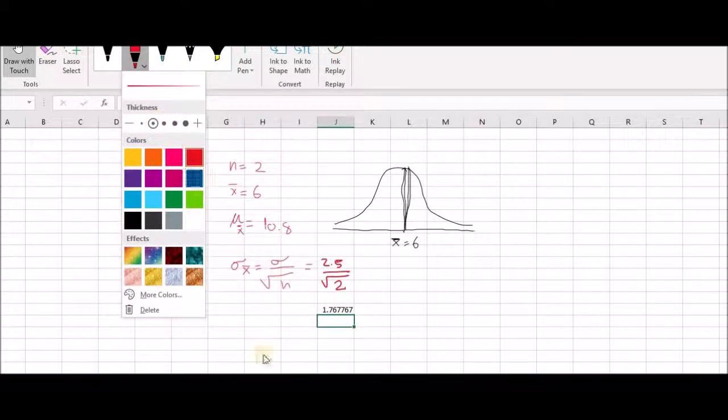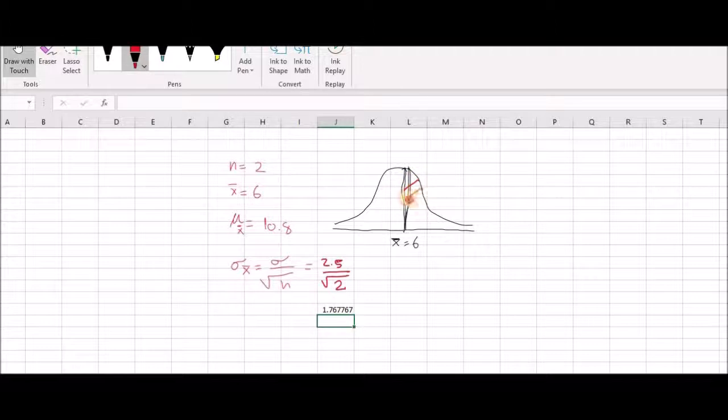Next, I would like to find the probability that the item's mean life is going to be greater than 6. So I'm going to highlight the region. I'm looking for this region right here. To compute the region to the right of a number, I'm going to use the formula 1 minus norm dot distribution.